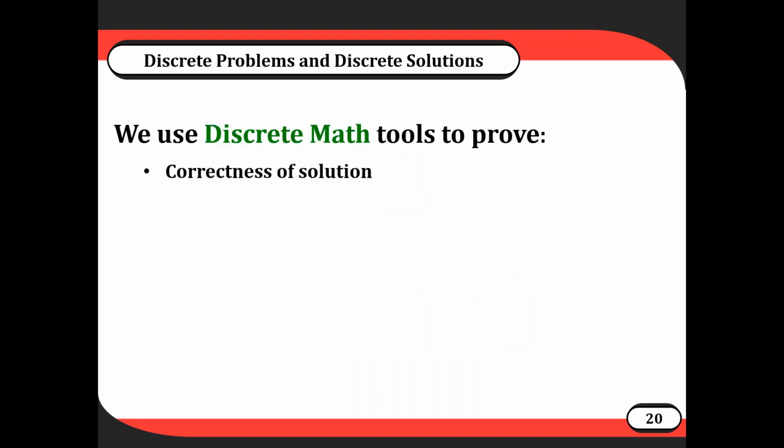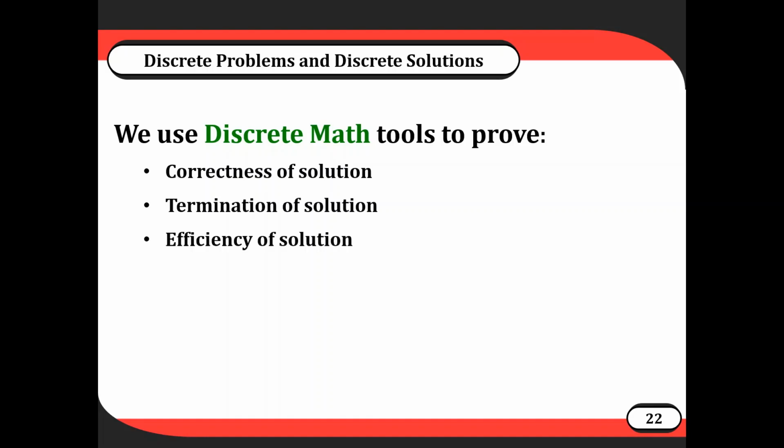So discrete math provides us these tools that we can use to help us program, and they can help us determine the correctness of a solution to our discrete problem. They can help us determine whether or not our solution will terminate, so that's also a very important consideration. If we've done any programming at all at this point, chances are you've at some point written an infinite loop, so we want to make sure that that sort of thing doesn't happen in our solution. And the efficiency of the solution, of course.